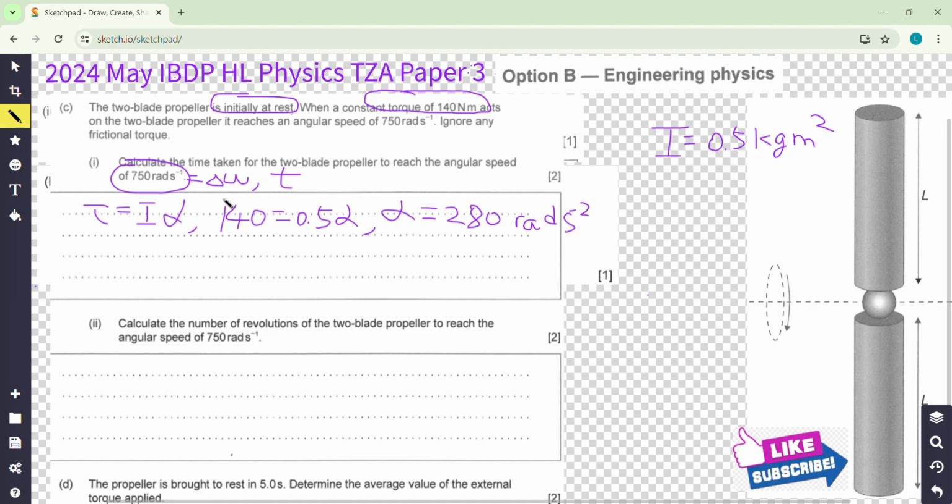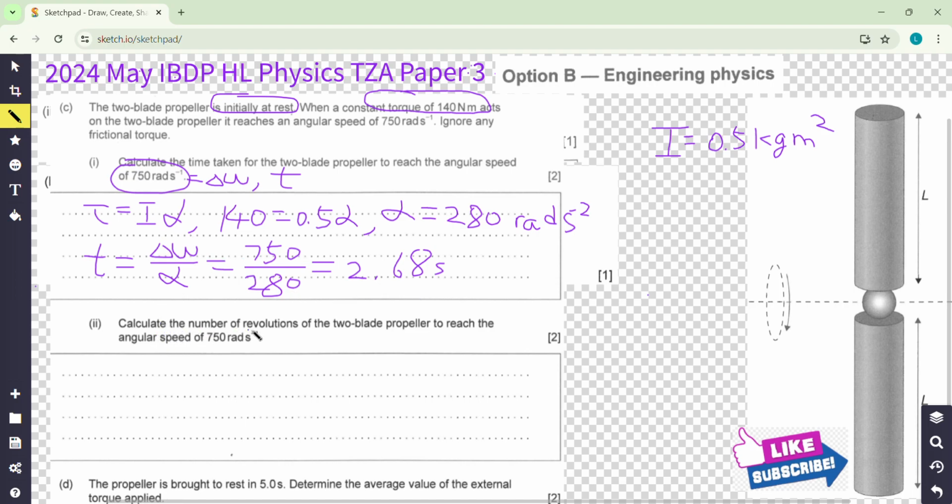And then you remember, similar to translational motion, how to find the time: it equals change of angular speed over alpha, so it is 750 over 280. Calculate the time again, so it's 2.68 seconds. Always in questions like 1 and 2, physics is excellent. Got it? Good. Okay, move on to 2.